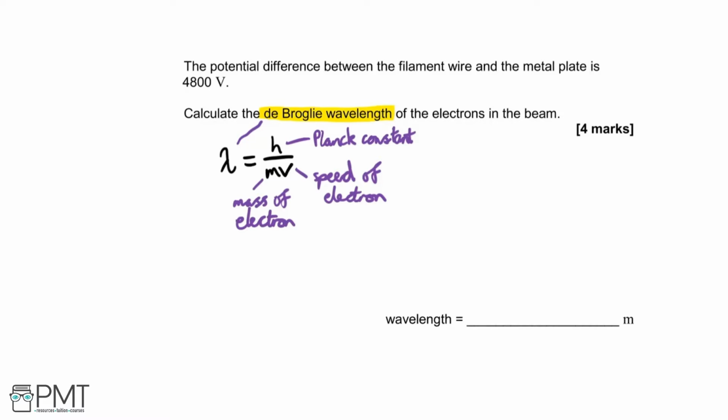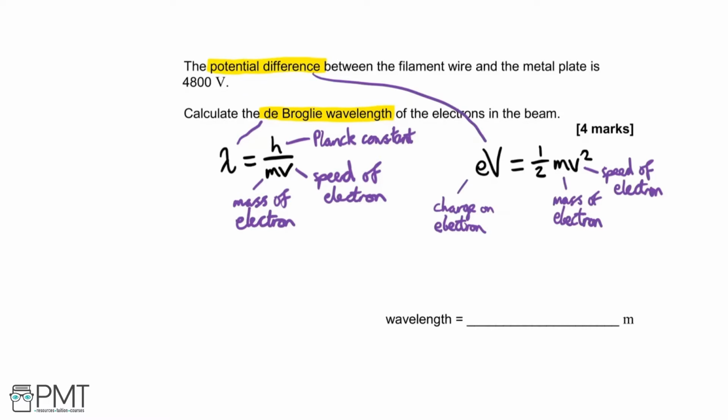Now, the equation linking the energy gained by the electron and its speed is going to use kinetic energy. So this is a conservation of energy equation. It's saying that the electrical energy gained by the electron is equal to its increase in kinetic energy. Now what we need to do is combine those two equations together, but keep the de Broglie wavelength as the subject because that's what we're trying to find.